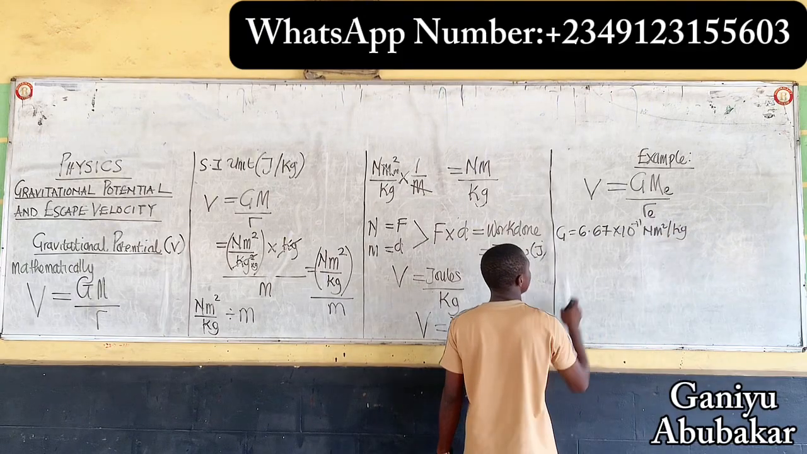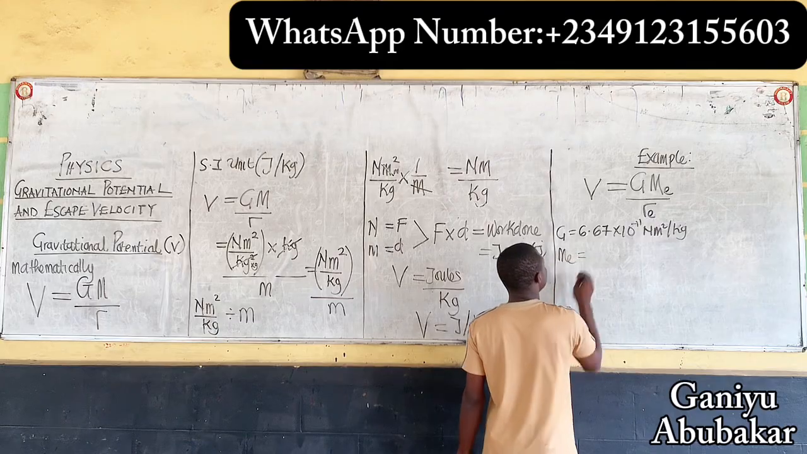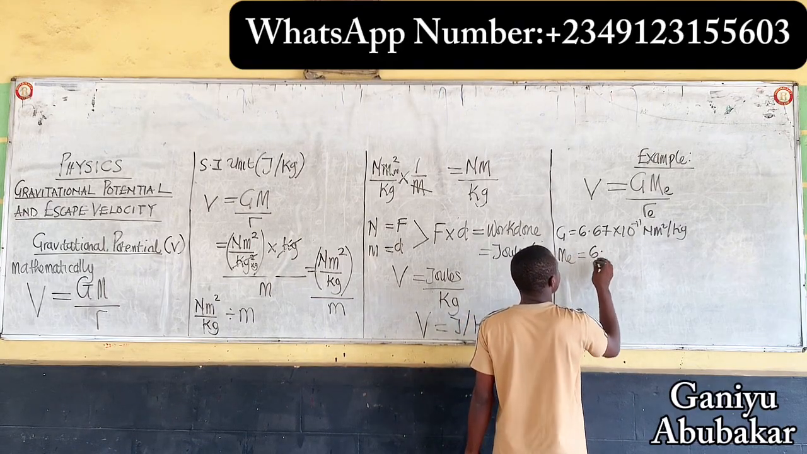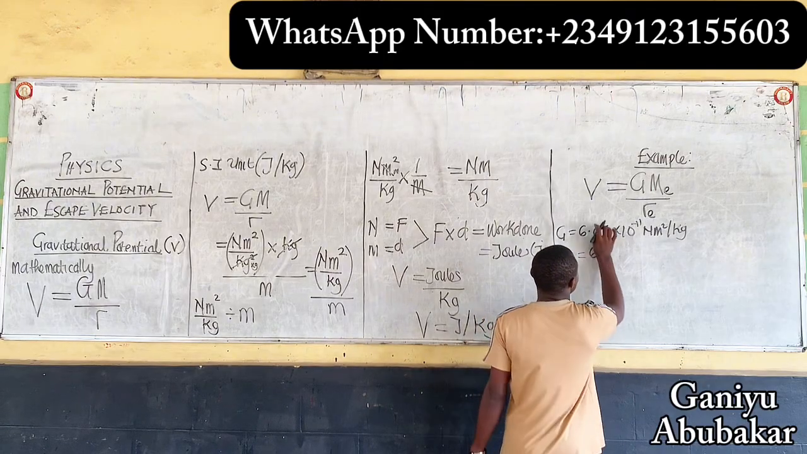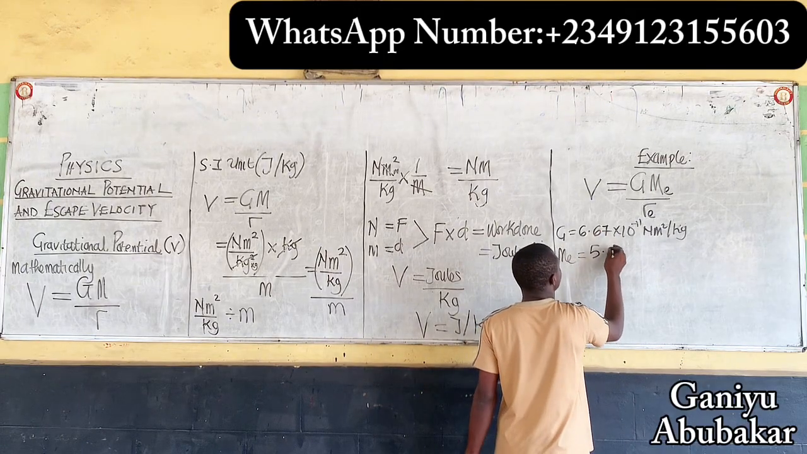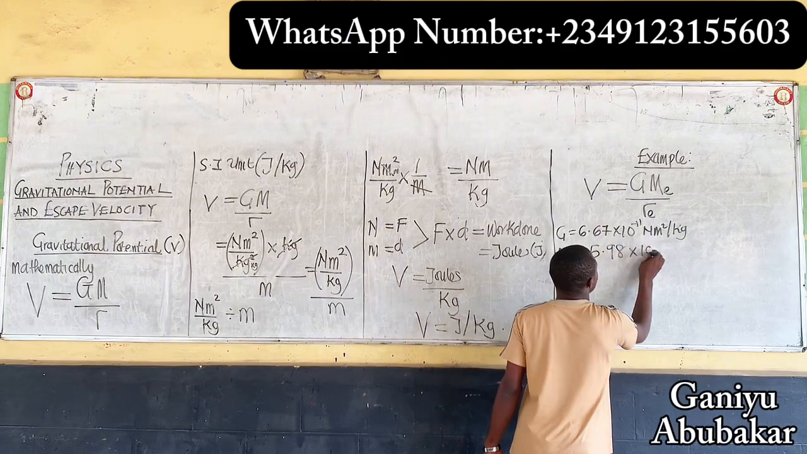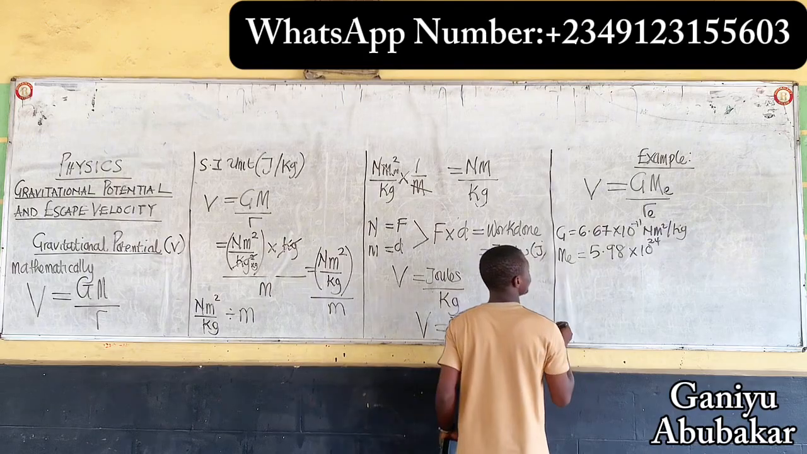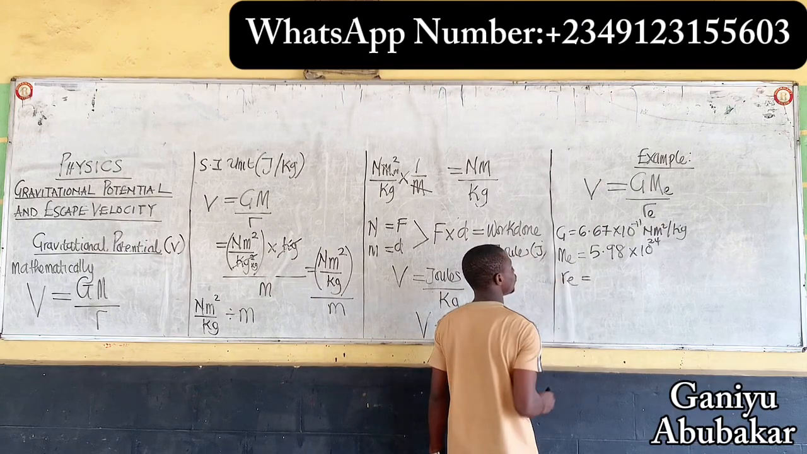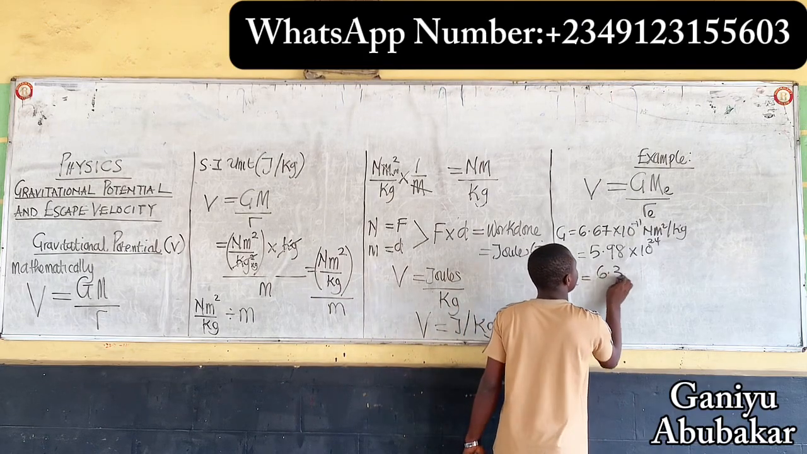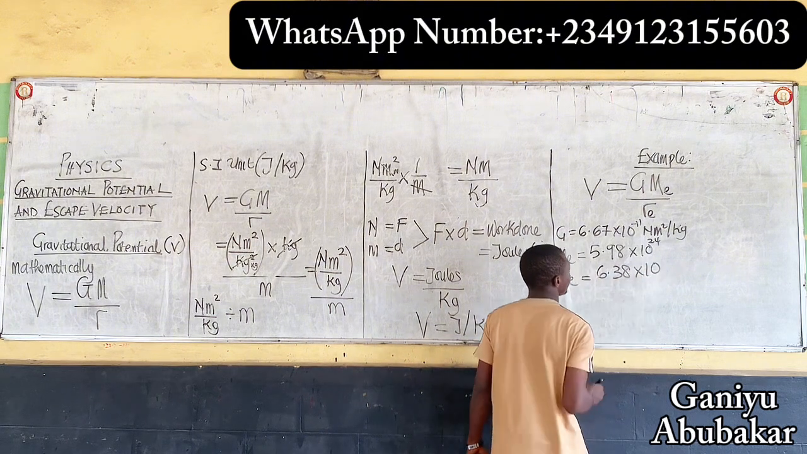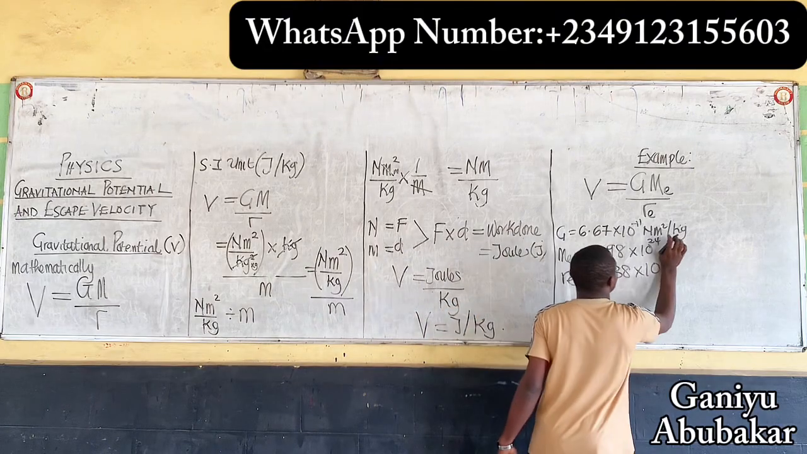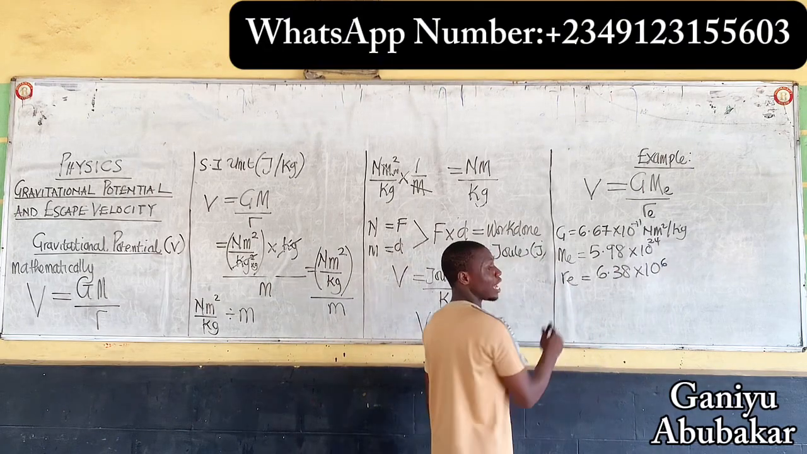And we know that ME, the mass of the Earth, is 5.98 times 10 to the power 24, and RE, the radius of Earth, is 6.38 times 10 to the power 6. So these values are constant.